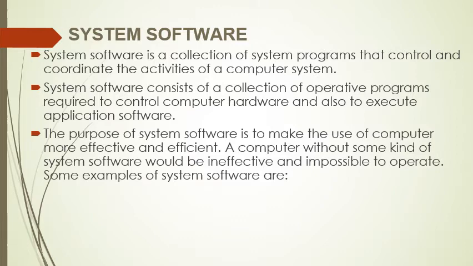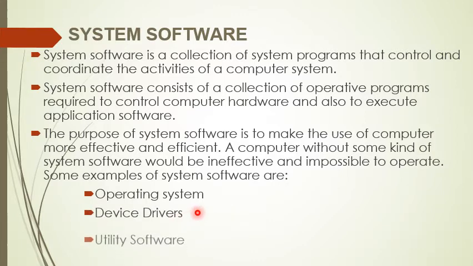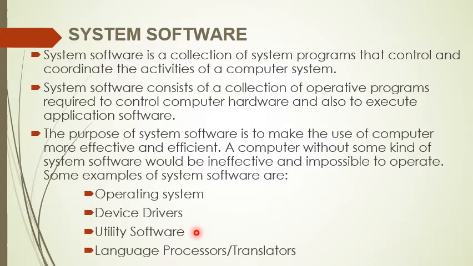The purpose of system software is to make the use of a computer more efficient and effective. Yes, it is correct. Another purpose of system software is that you can utilize your computer more efficiently and effectively. A computer without some kind of system software would be ineffective and impossible to operate. Some examples of system software are operating system, device driver, utility software, and language processor and translator.